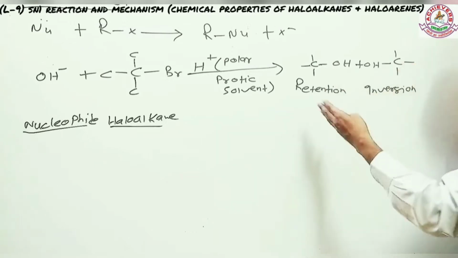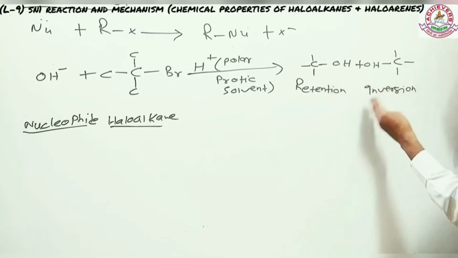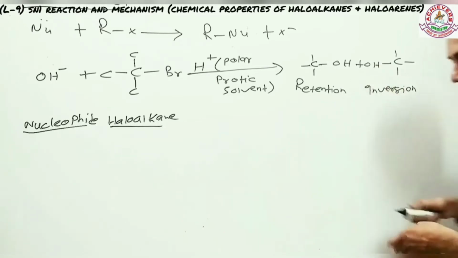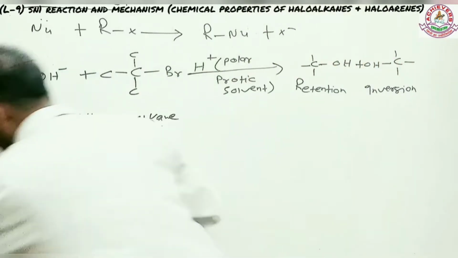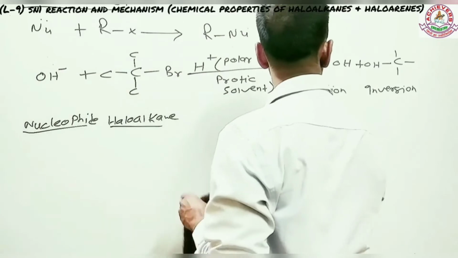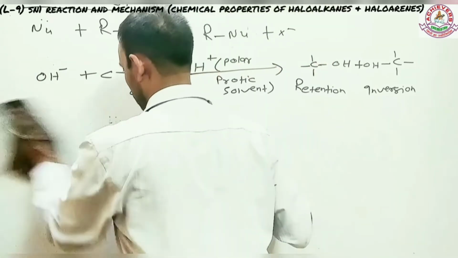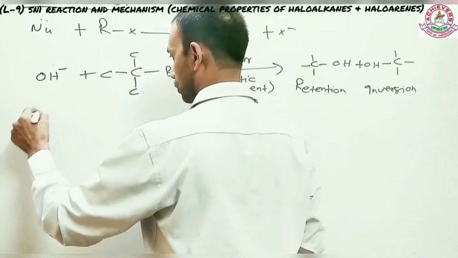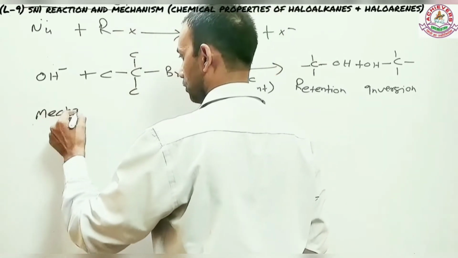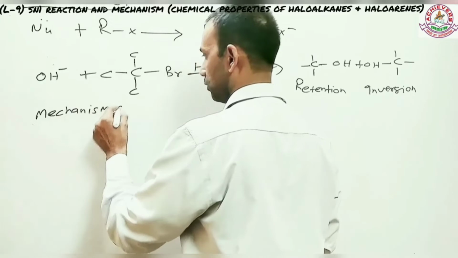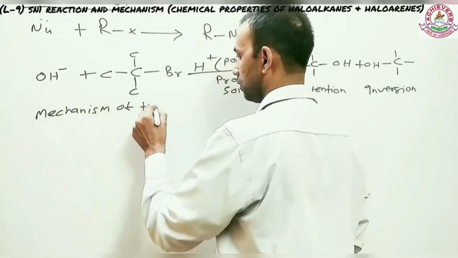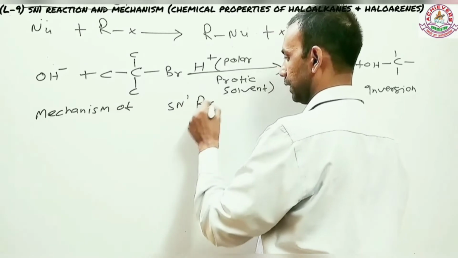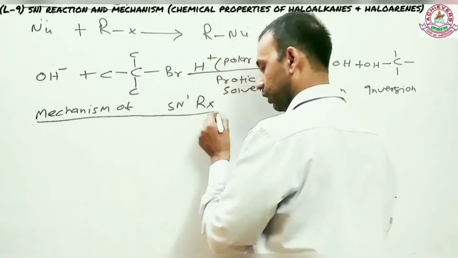Right now you can be even happier with one of the products, but I will tell you later on why there are two products in the reaction. So let's go through the mechanism of the reaction. I'm doing the mechanism right now: the mechanism of the SN1 reaction. This is what I'm about to do.